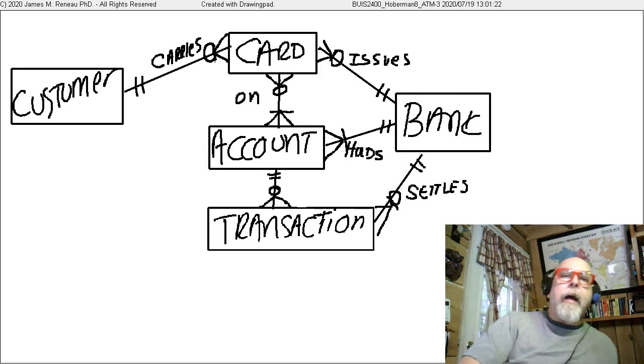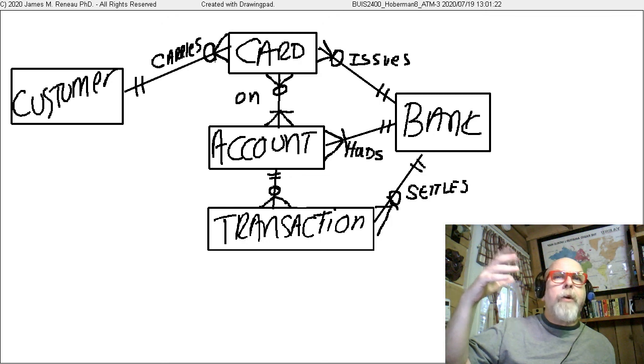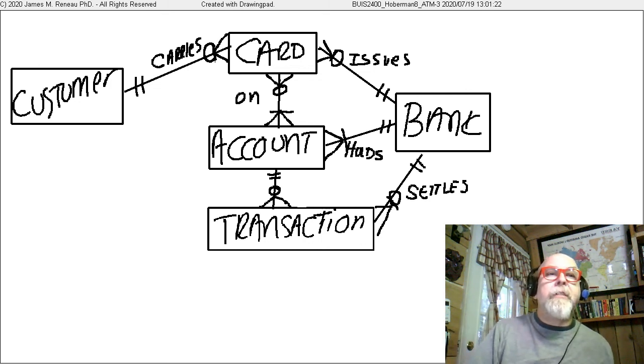So here I've added the relationships that I see in my head. I've labeled them with words, or most of them with words, and I've put the cardinality on them. Let's go through each of these relationships and see if you agree. Let's start with the customer to card relationship. A customer carries a card.